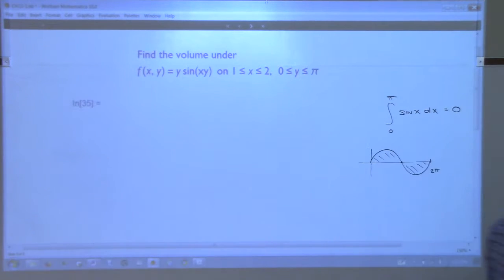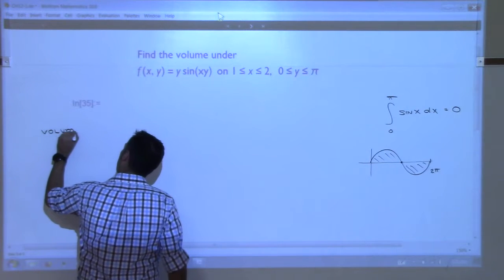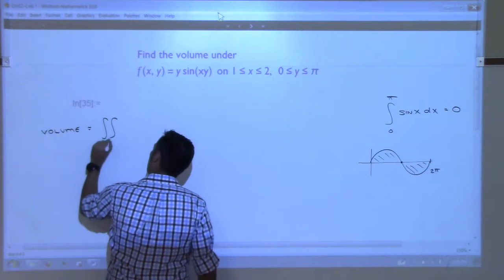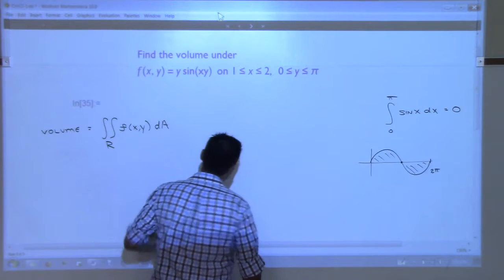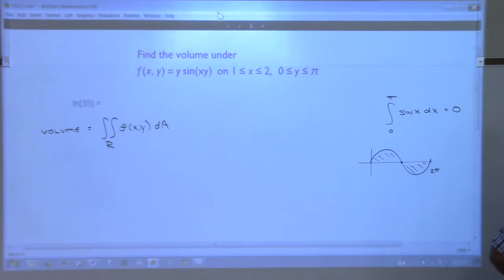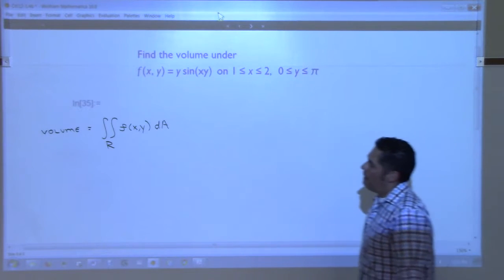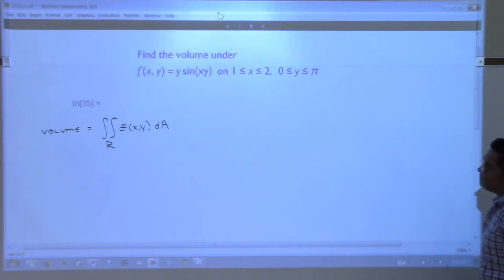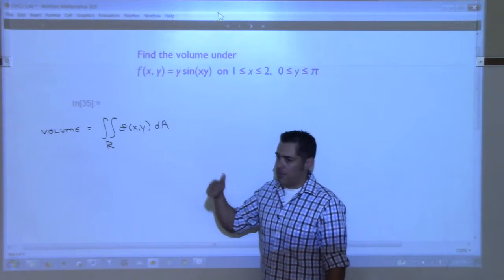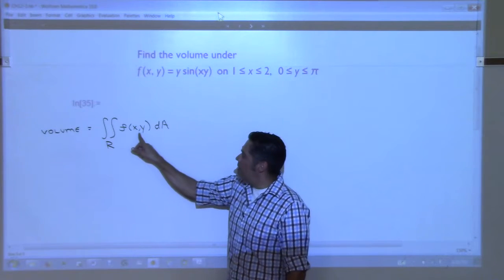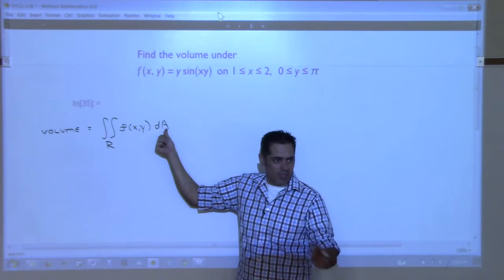So I set up my double integral. The volume will be equal to the double integral over the rectangle R of the function of xy with respect to area. As you see, as we move through chapter 12 and 13, we're going to be doing pretty much integration from here on out. You're going to see that this little d whatever is going to change as we move from one section to the next.